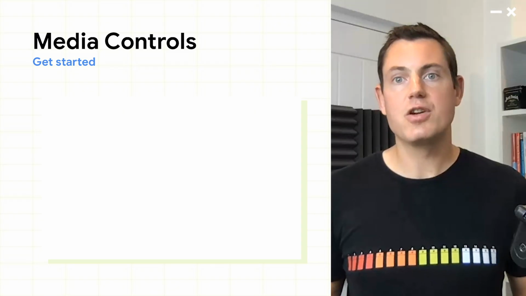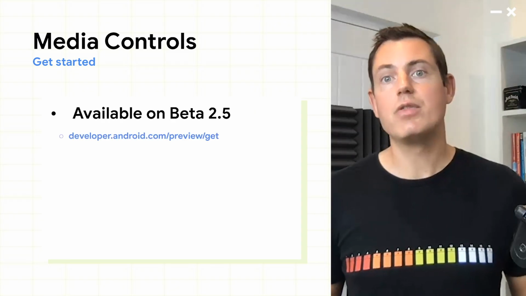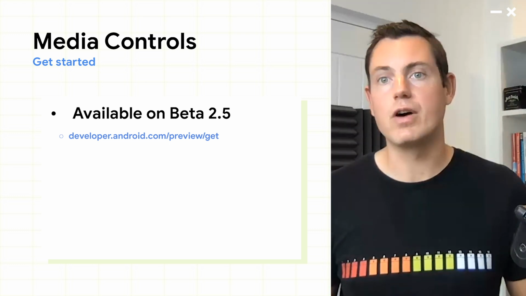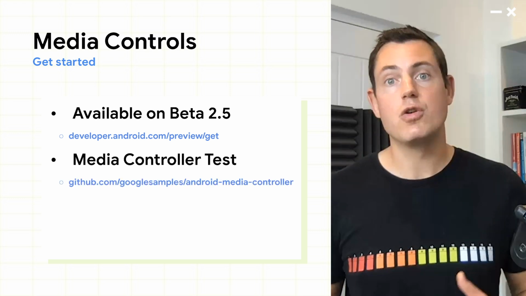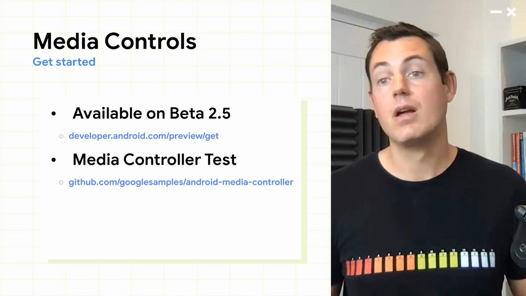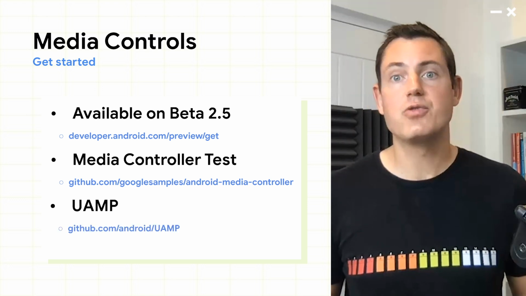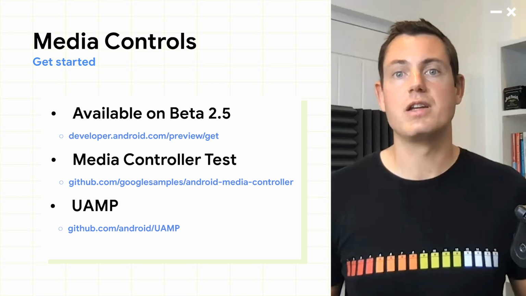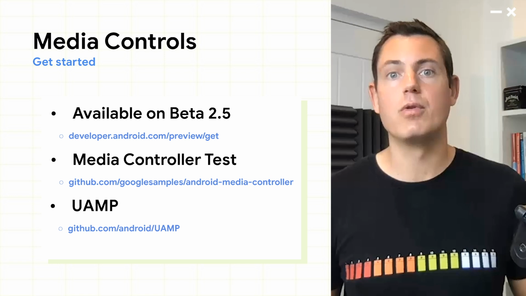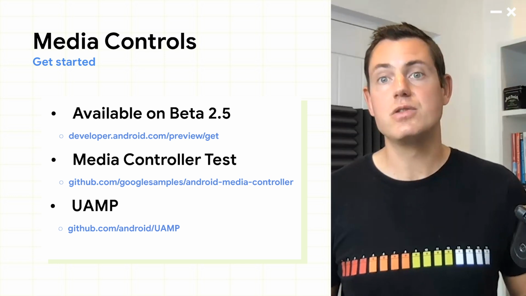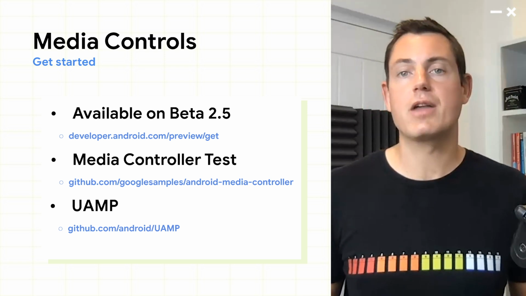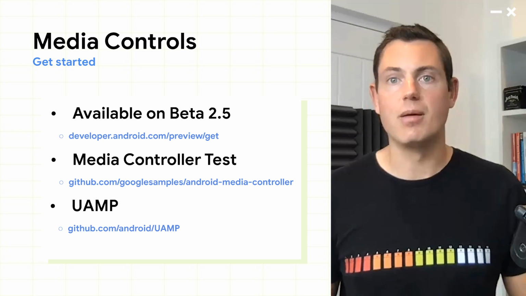To get started testing your app with these new media features, download the latest Android 11 beta. Media controls are supported from beta 2.5 onwards. You can test your media browser service implementation using the Media Controller test app. Lastly, the Universal Android Music Player, or UAMP for short, contains a reference implementation for these new features. It's the canonical code sample for many of the media APIs and uses ExoPlayer under the hood. It's also been recently updated to support playback through cast devices. Check it out on GitHub.